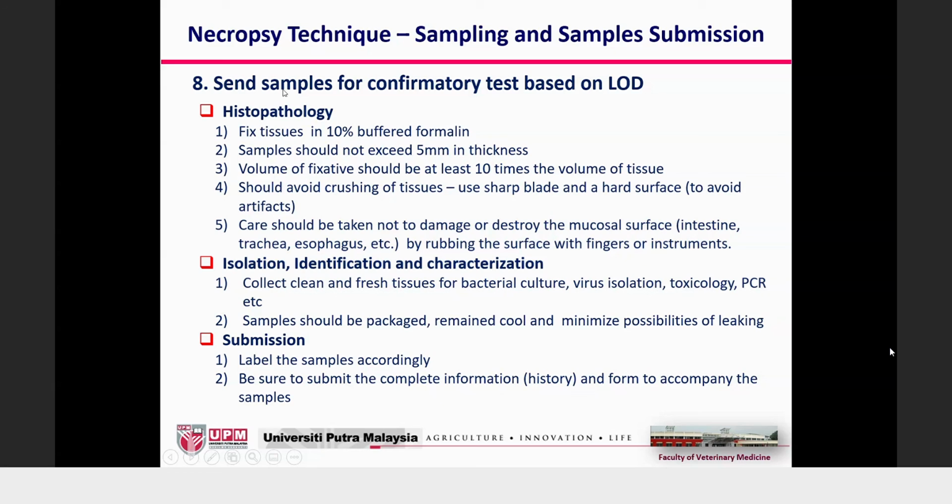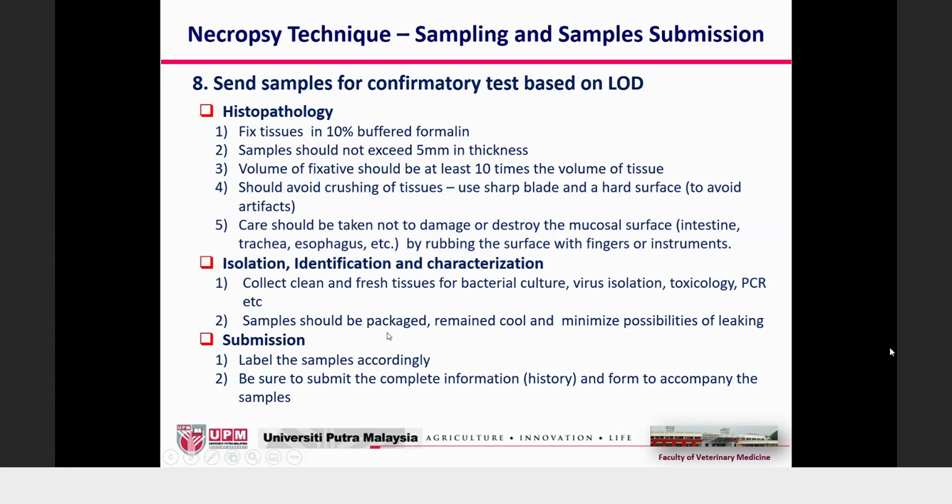This is in terms of histopathology, meaning that we want to do histopathology examination. Histopathology is very important to identify what lesions actually occur in the organs. Then we might do isolation, identification, and characterization of the agent. You need to collect fresh tissue for bacterial culture, viral isolation, toxicology, PCR and so forth. And this needs to be packaged in clean or sterile containers, or maybe plastic bags. Keep it cool and minimize the possibility of leaking.